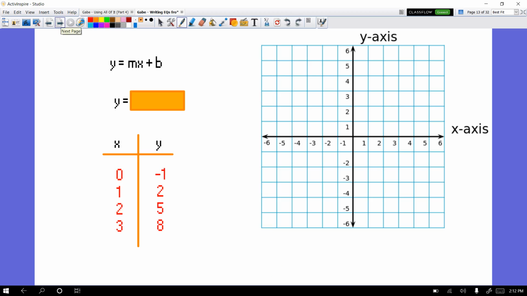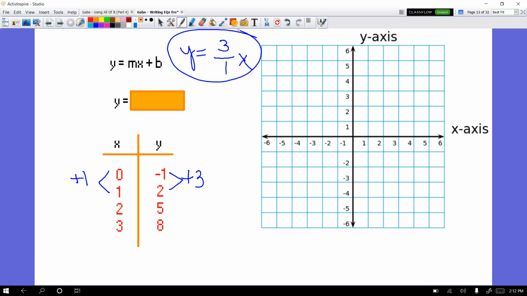Pause it. Try it. What is the change in your y value? Plus 3. What is the change in your x value? Plus 1. 3 over 1. We're putting an x next to it, and we're putting y equals. This is the part we need. Now we will pick an x value. I'm going to choose 0. I'm going to put it in for x. Y equals 3 times 0. Okay, so when I solve this, it should equal negative 1. 3 times 0 is 0. But this says negative 1. How do I go from 0 to negative 1? Minus 1.